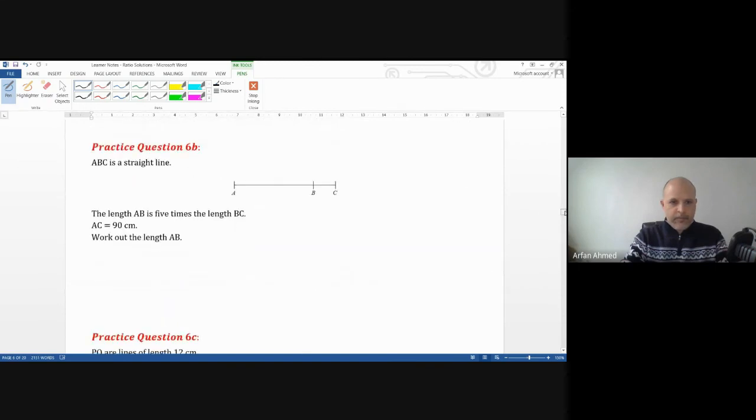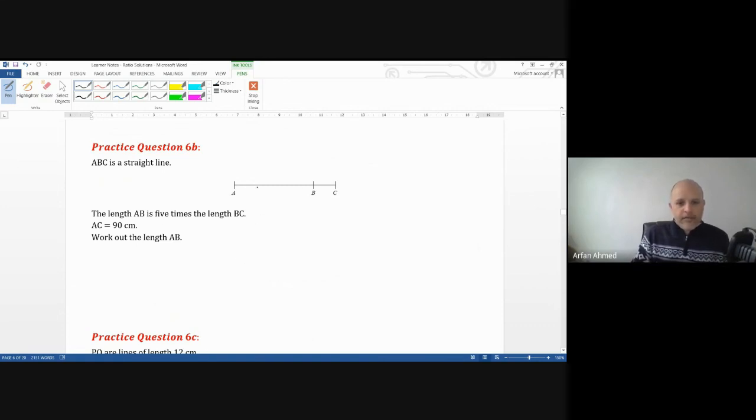Let's move on. Practice question 6b. ABC is a straight line. The length of AB is 5 times the length of BC. AC equals 90 centimeters. Work out the length of AB. Oh, this is a good one. There's a couple of ways you can do this. You could use algebra. You can use ratios. Whichever, you'll get the same answer. In fact, I'll do it both ways. Let's do ratio first, because that's obviously the topic that we're doing.